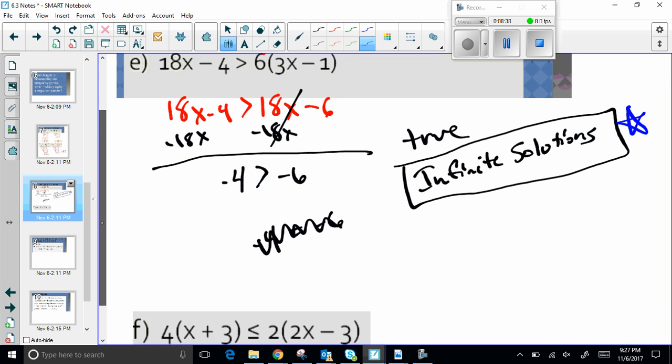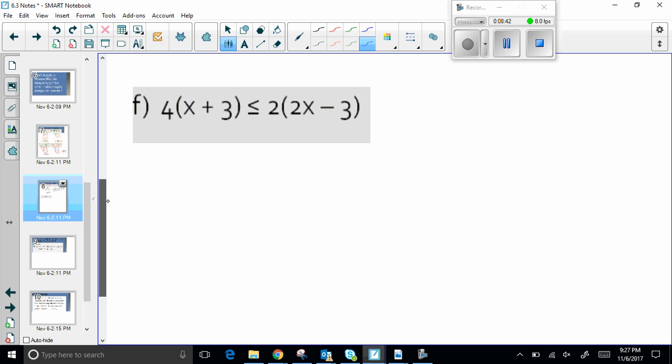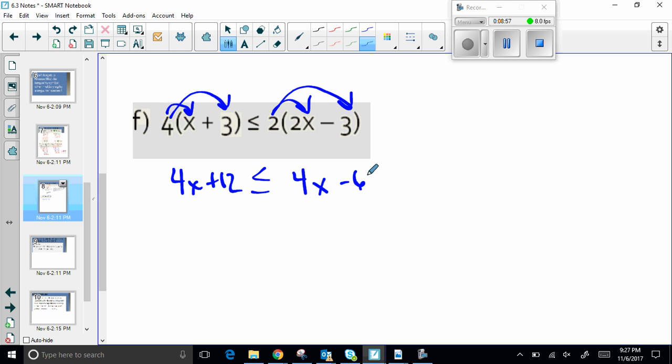All right, let's go down to the bottom one here and try this again. Oops, let's try that. All right, I'm going to distribute and rewrite this so it'll say 4x plus 12 is less than or equal to 4x minus 6. Well, I'm going to subtract 4x on both sides.